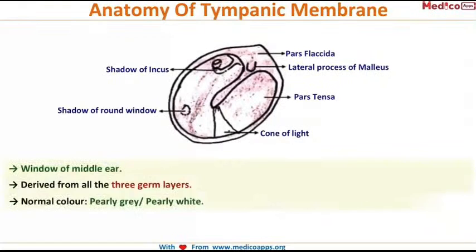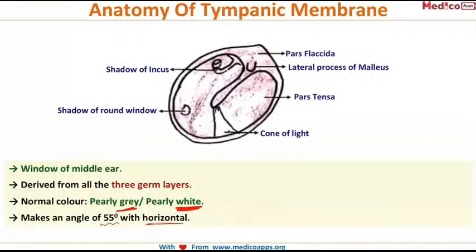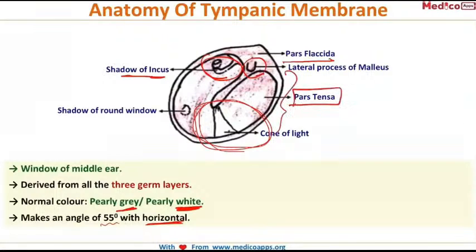Okay, it is derived from all the three germ layers and the normal color is pearly grey or pearly white. Okay, and it makes an angle of 55 degrees with the horizontal. Okay, so these are the parts. This is pars flaccida. This is the cone of light, our famous cone of light. This is the shadow of incus that you're seeing here, and this is the lateral process of malleus. This part is known as pars tensa, all of this part. Okay, and here is the shadow of round window. Please make a note, it makes an angle of 55 degrees with the horizontal.